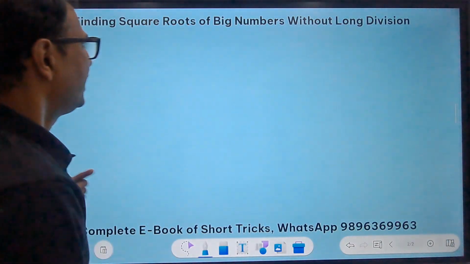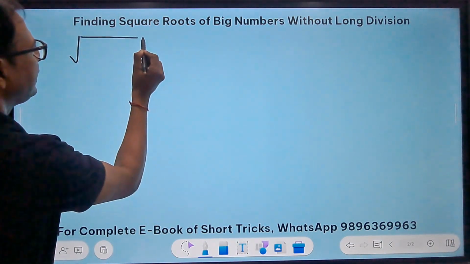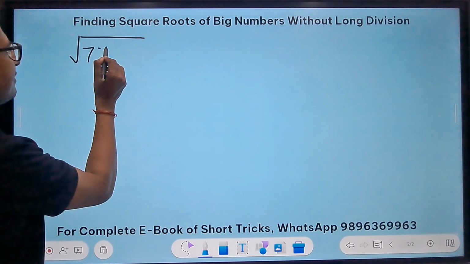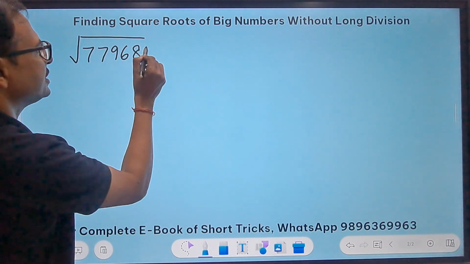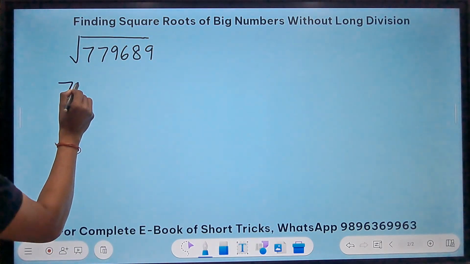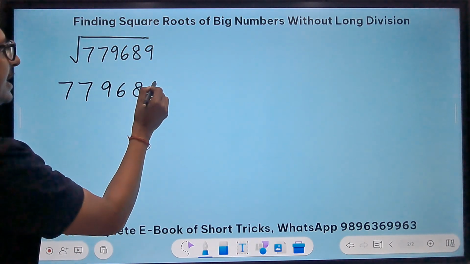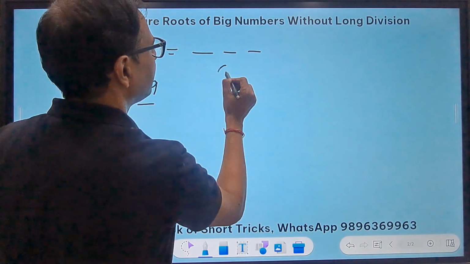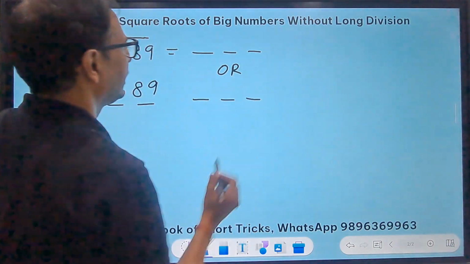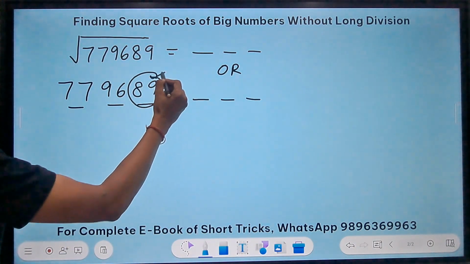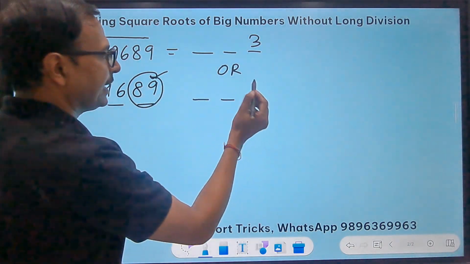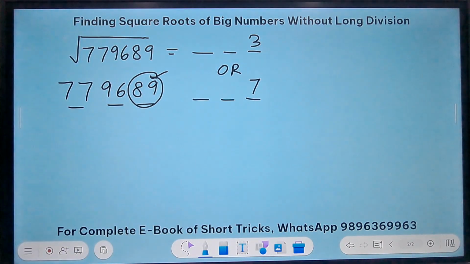numbers. For the second example, I am taking an even bigger number, 779689. Now let's pair them up. Pair and pair. So I'll have a 3-digit number and there will be two possibilities. The last pair ends in 9. So 3 square ends in 9, so it can be 3. Or 7 square, 49, that ends in 9, so either 3 or 7.